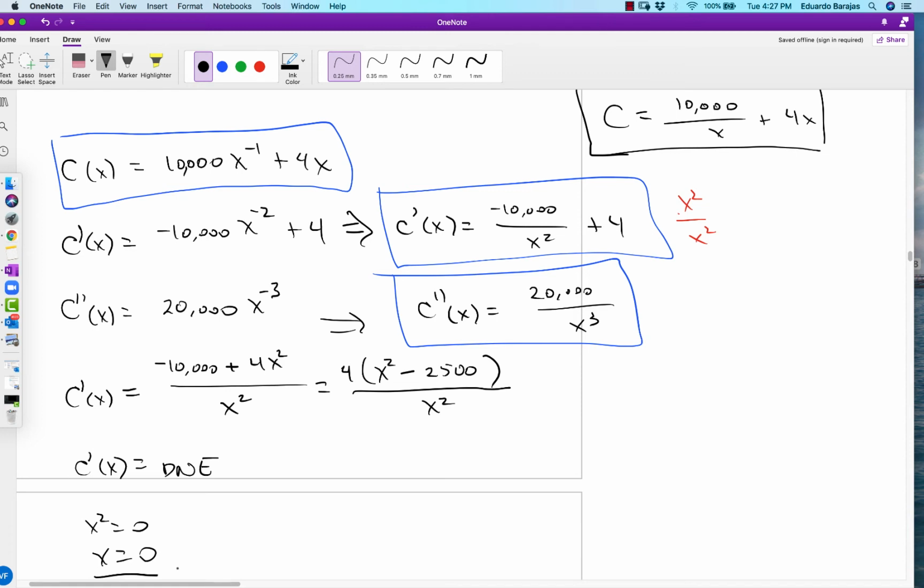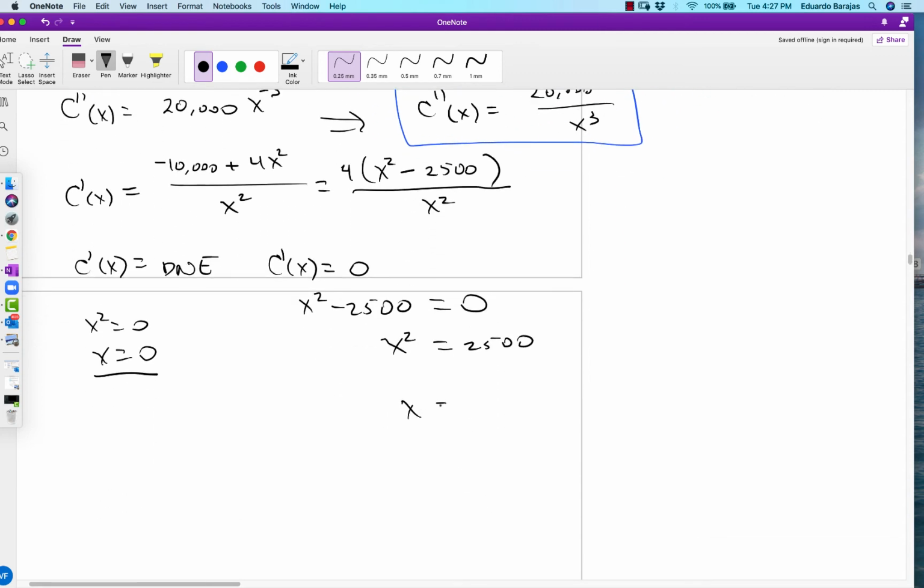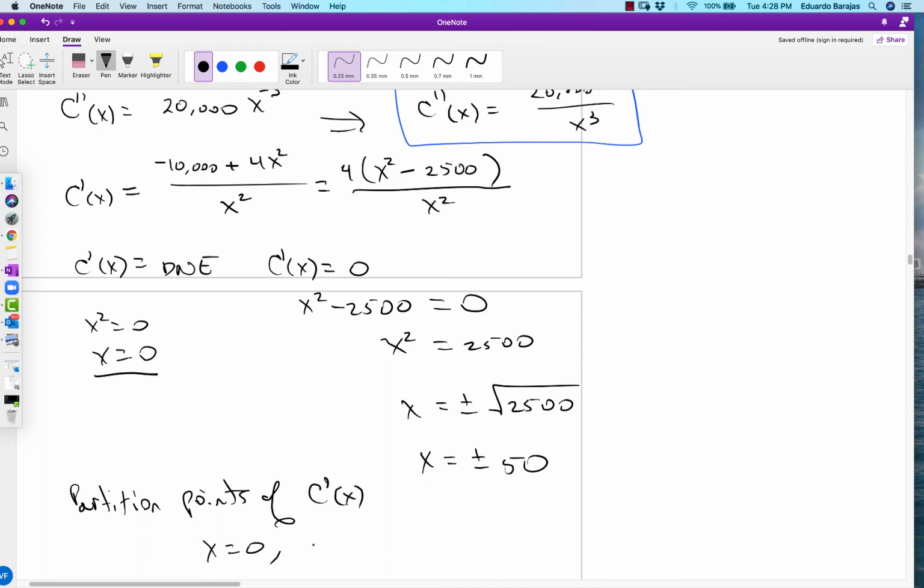So c prime of x does not exist when the denominator equals 0. So we know x equals 0 is a partition point. And also we know that c prime of x equals 0 when the numerator equals 0. So we set x squared minus 2,500 equals 0. So x squared equals 2,500. And we can take the square root. So x equals plus or minus the square root of 2,500, which equals 50. So x equals plus or minus 50. Okay, so these are our partition points. Partition points of c prime of x are x equals 0, x equals negative 50, and x equals positive 50.